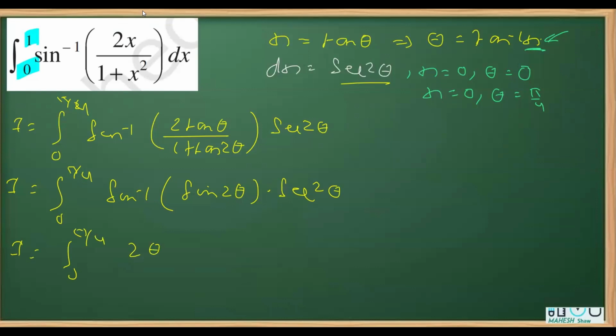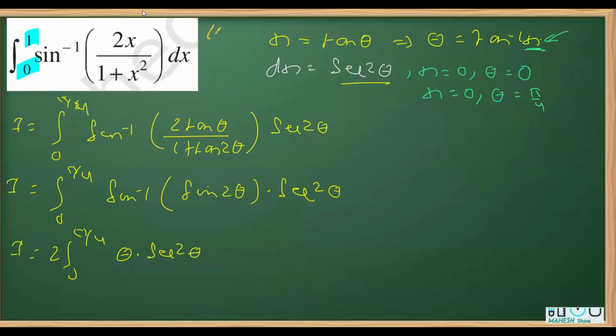So this will be 2 theta, so I can write 2 outside. This is clear, right? Sine inverse of sine 2 theta is 2 theta. So I'm going to write 2 outside, and this is theta into sec square theta.